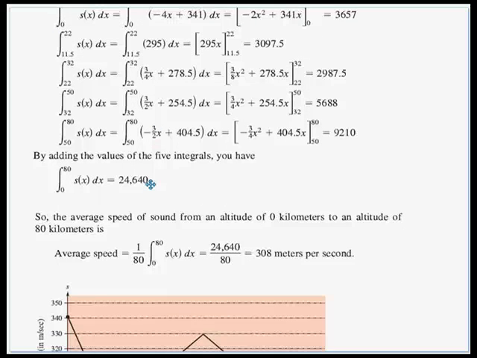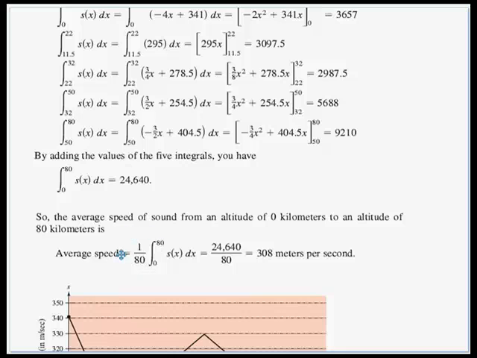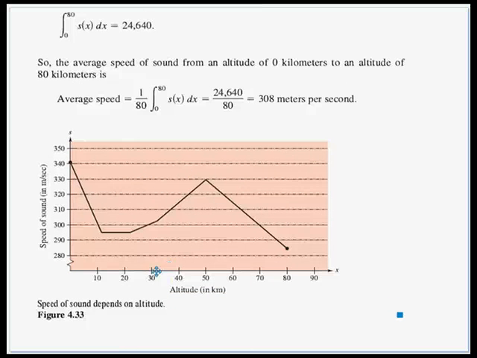And remember, to find the average, we need our fraction out front. 1 over b minus a becomes 1 over 80. So we take the value we found above here, divide by 80, and get the average value for the speed of sound between 0 and 80 kilometers of altitude is about 308 meters per second. And here's a little graph of the speed of sound on altitude.